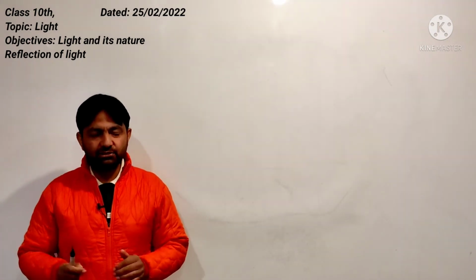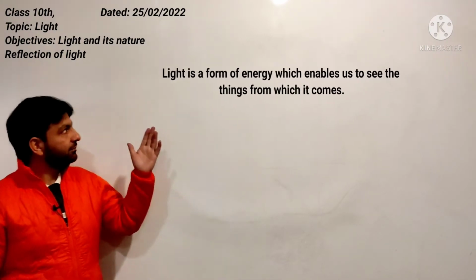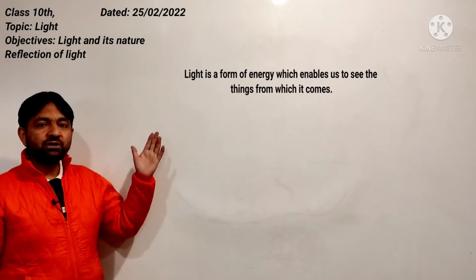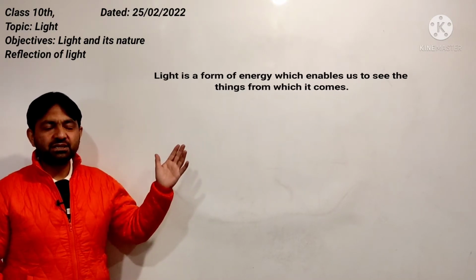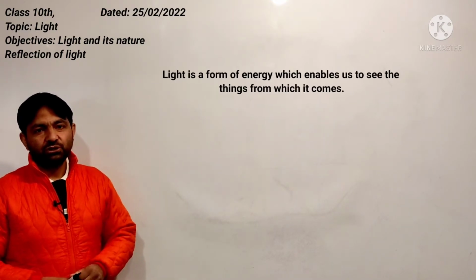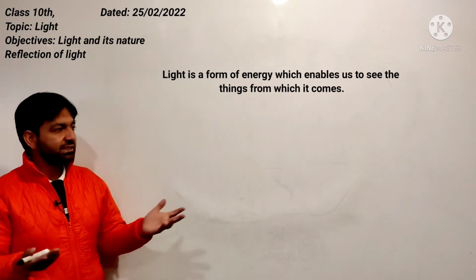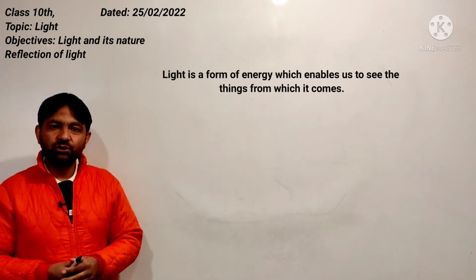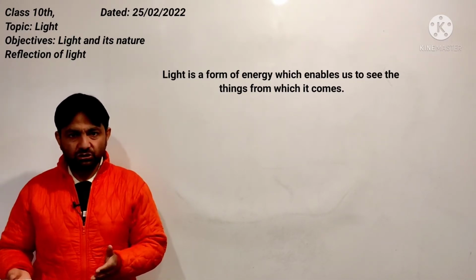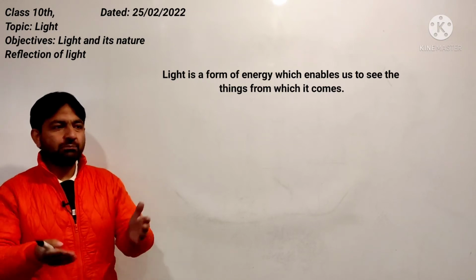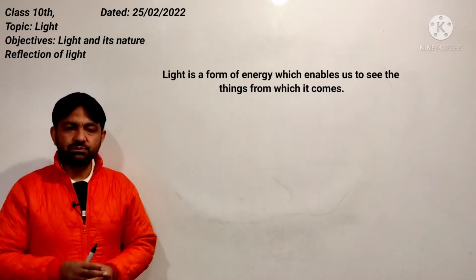First of all, I would like to give a definition of light. What is light? You can see here, light is a form of energy which enables us to see the things from which it comes. Whether anything gives its own light or it reflects light, we are able to see the thing. We are able to see the things from which the light comes.